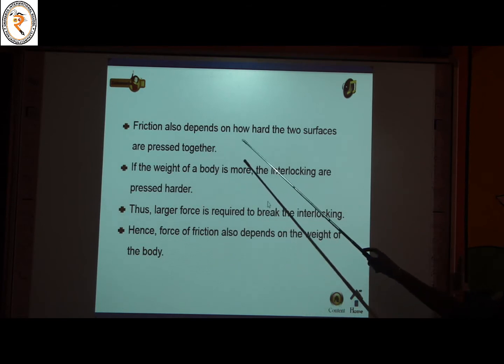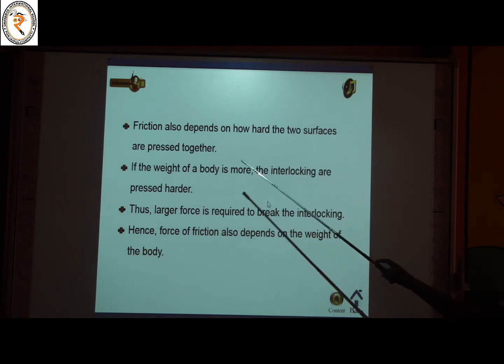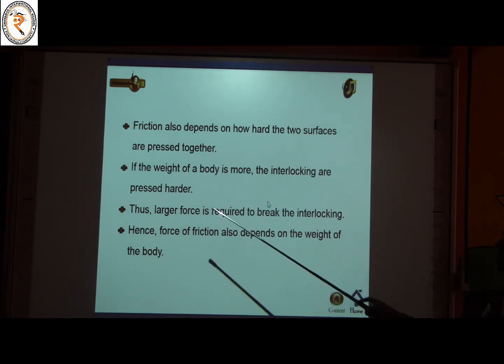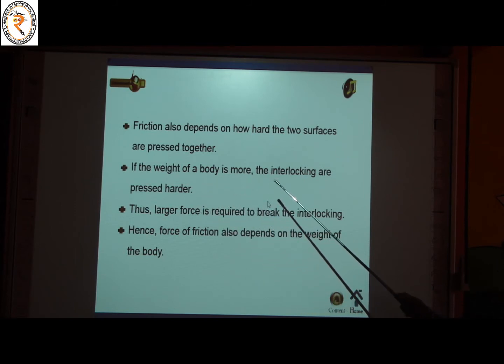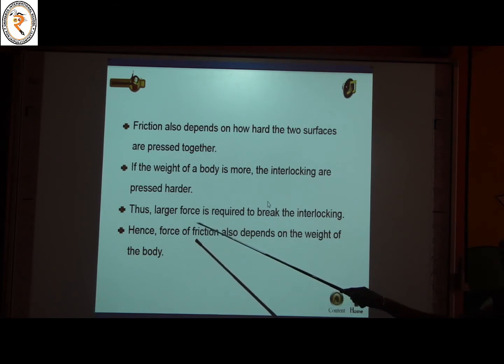Friction also depends on how hard the two surfaces are pressed together. If the weight of the body is more, the interlocking is pressed harder. So it is very difficult to move a heavier box. Thus a large force is required to break the interlocking. If we want to move a heavy box, we have to put in more force. Hence the force of friction also depends on the weight of the body.